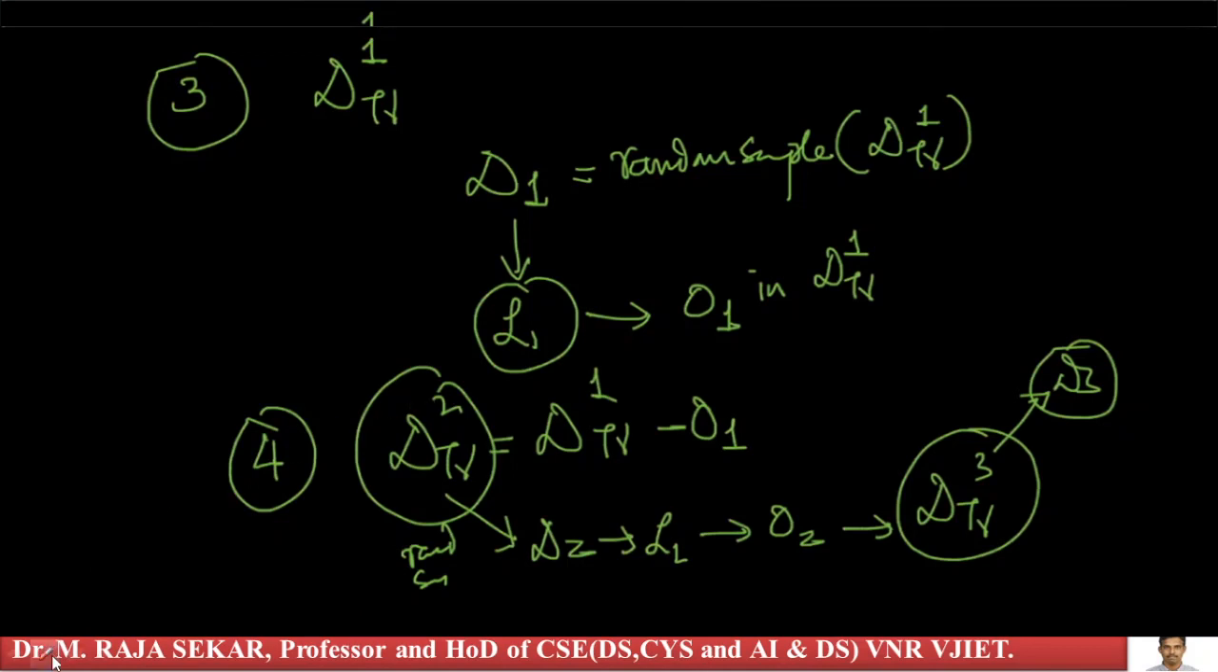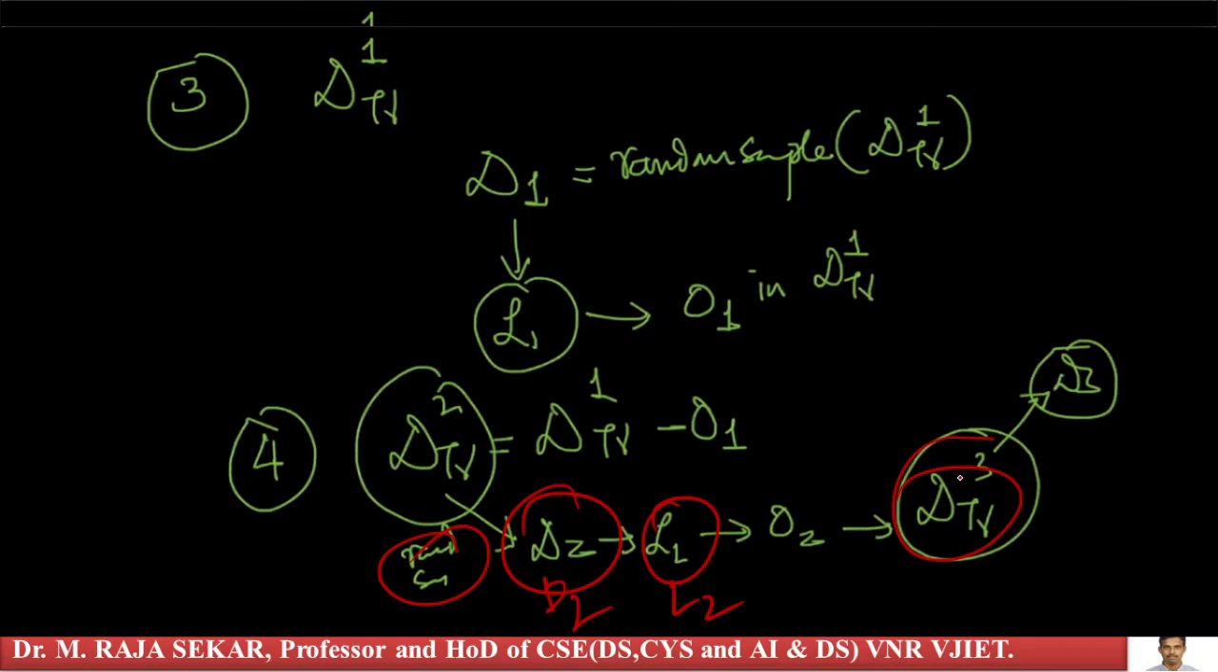How can I construct this D2? By random sample. You train model L2, isn't it? And use the outliers again, and using that we can compute DTR3. Again you do random sampling, and so on and so forth.